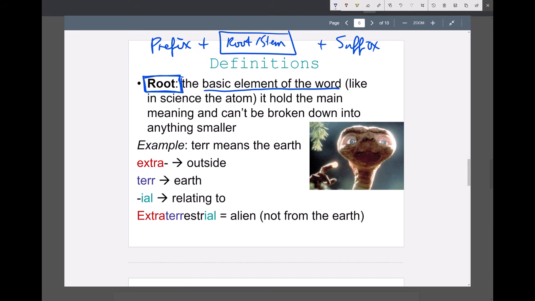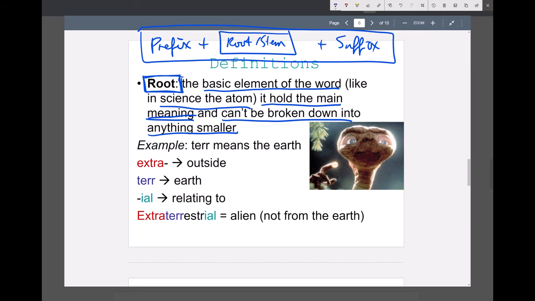So in chemistry, you might see that as the atom. And just like an independent clause that holds meaning, your root is an independent part of the word that holds the main meaning, and you can't break this part down any smaller. You can break a new word that has prefixes and suffixes into its different parts, but there's no break here in the root.